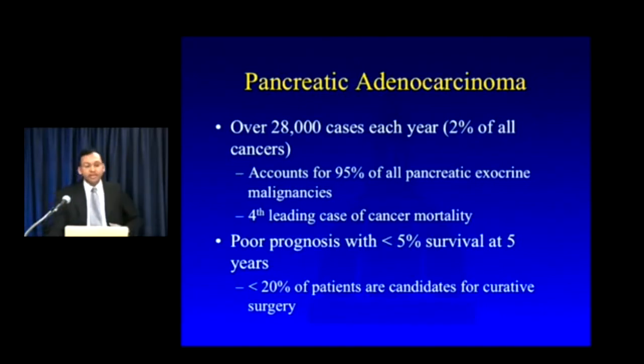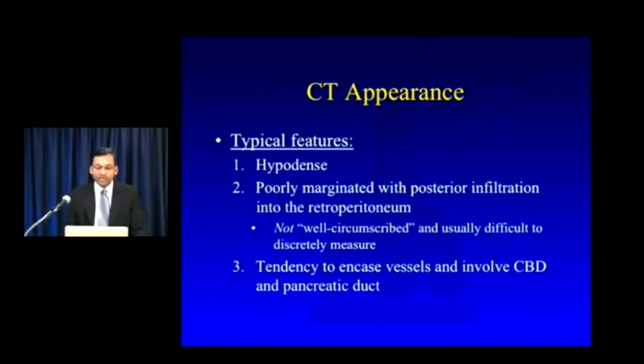Now, pancreatic cancer is not that common, to be honest. I see a lot of it, but if you look at it overall in the country, there's about 28,000 cases each year, so it accounts for about 2% of all cancers. But that being said, it does account for 95% of all pancreatic exocrine malignancies, and it is the fourth leading cause of cancer mortality. Now, that brings up an important point, right? It's not that common, but it is one of the most leading causes of cancer mortality, and that's because of its very poor prognosis. There is a less than 5% survival at 5 years, and less than 20% of patients are candidates for curative surgery at the time of presentation.